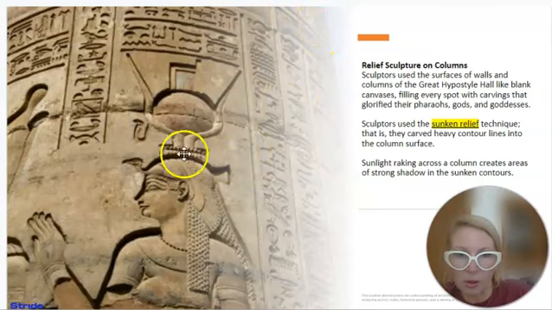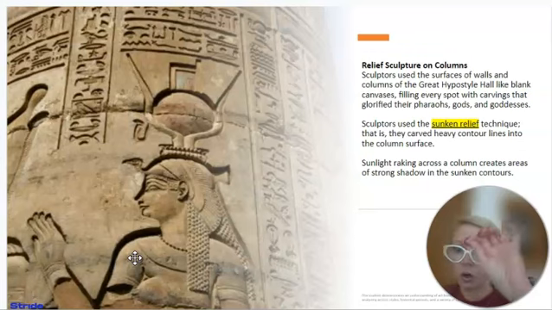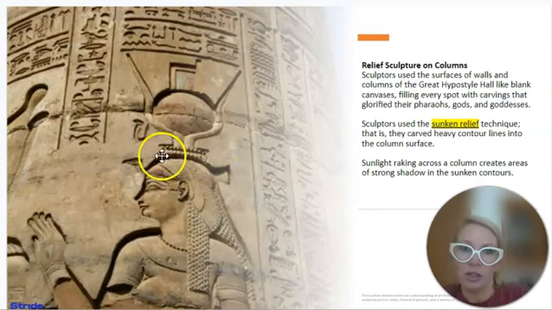Let me get my pointer right here. And I don't know if you ever, when you were little and had a coloring book, would take your crayon and trace around the outside before you started coloring in. That would be a contour line that you were tracing before you started coloring in. That's what these are. These are contour lines. So they would carve this out first, and then they would fill in with the rest of the detail. Sunlight raking across the column creates areas of strong shadow in the sunken contours.